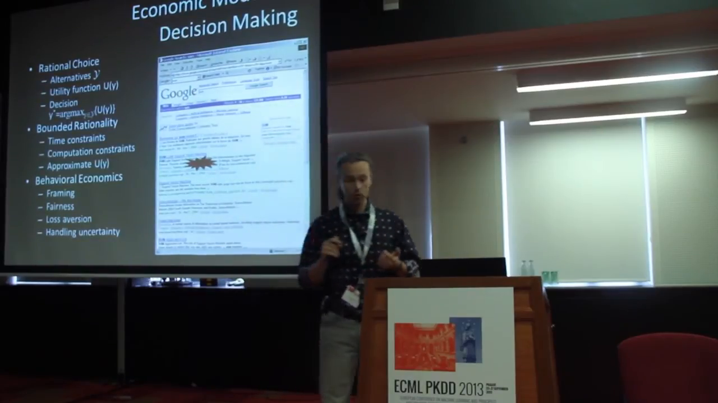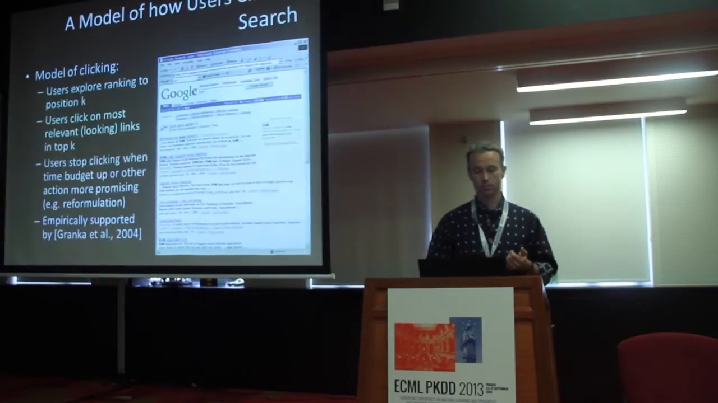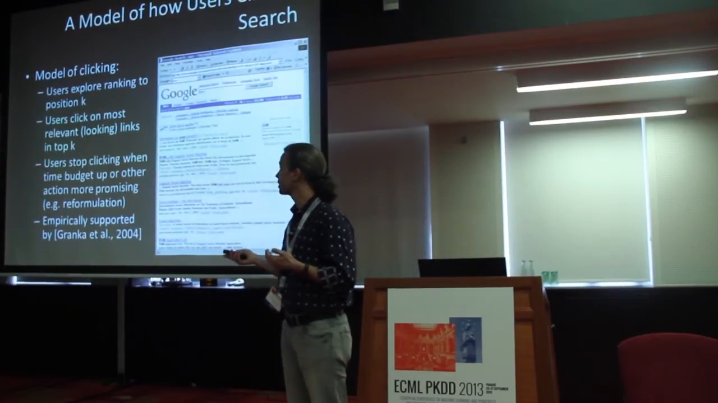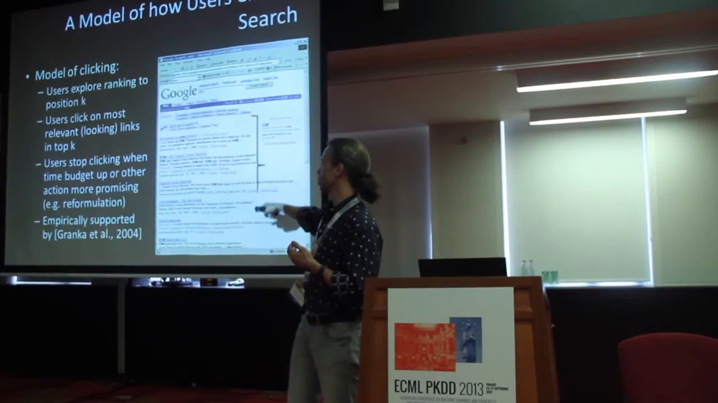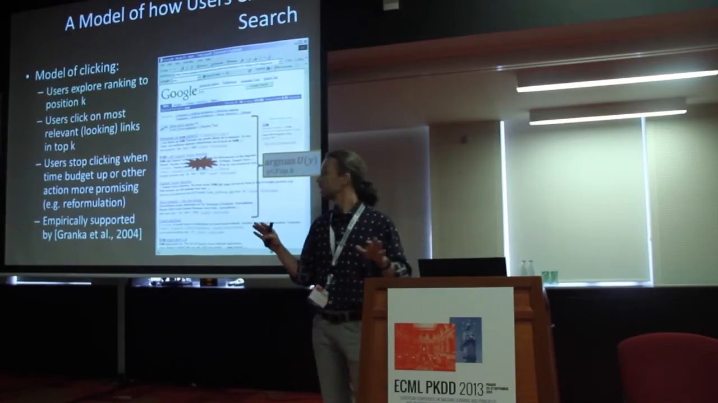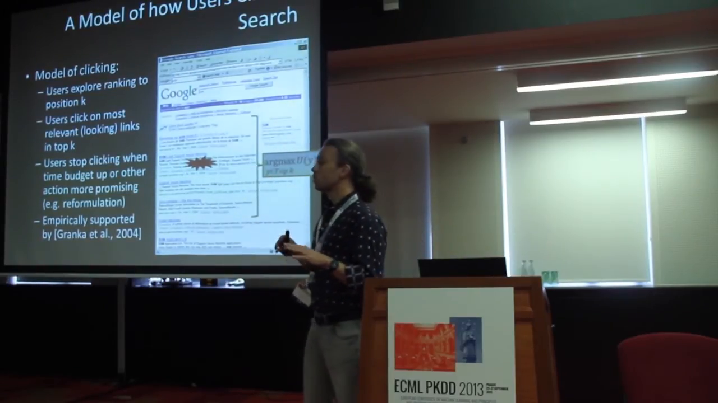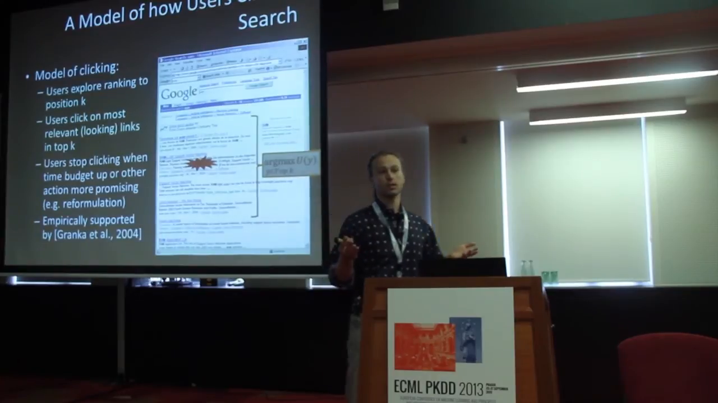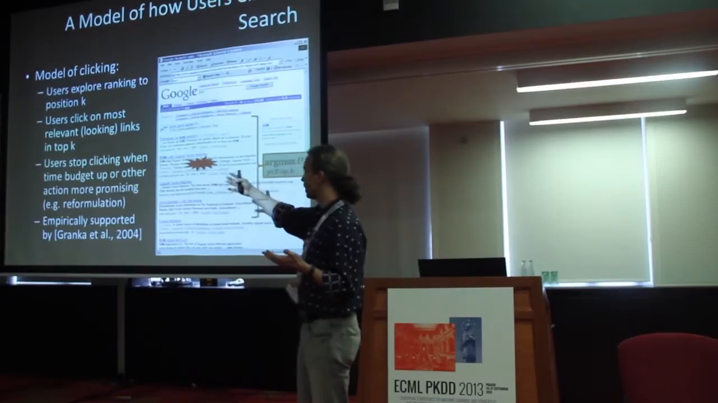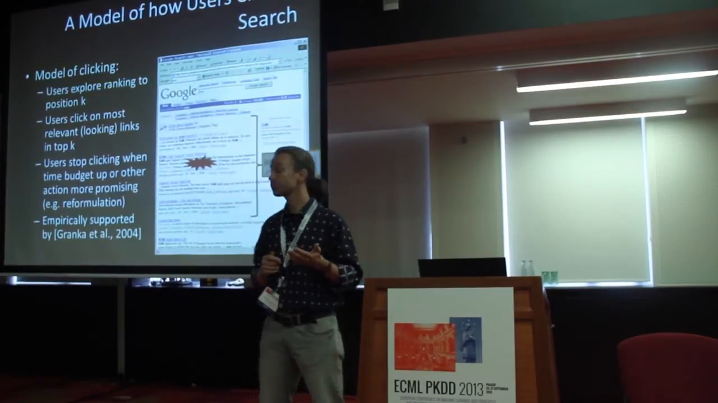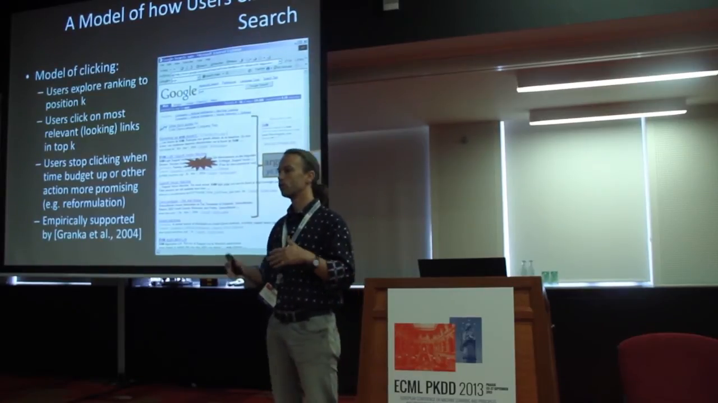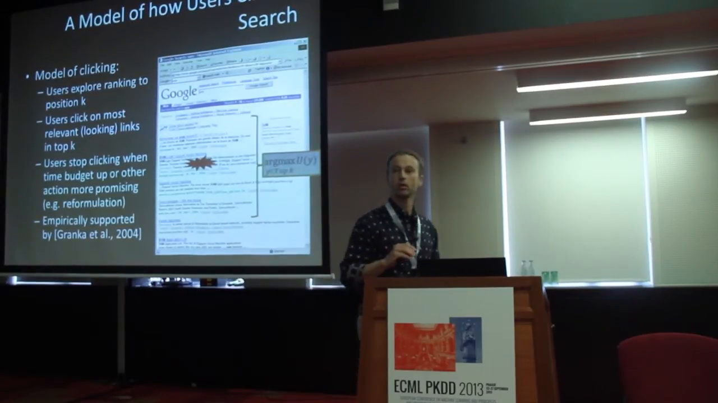Okay, these bounded rationality models, how could we apply this to users in web search? Well, in a simple model, we could say what people do is they explore the top K, they decide to stop at some point when their time budget runs out, and then they click on the most relevant link, the highest utility link among the ones that they observe. There's actually empirical support for this through eye-tracking studies. And then they might explore some more, do another click, or reformulate the query, but we're not going to model that for now.